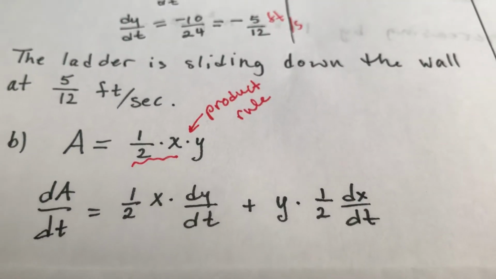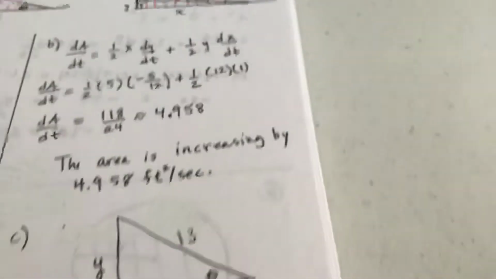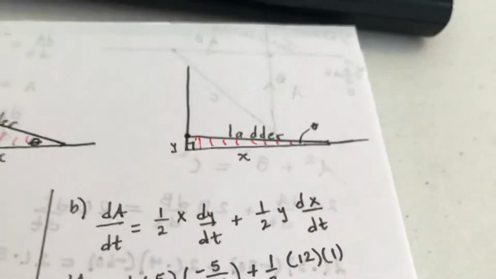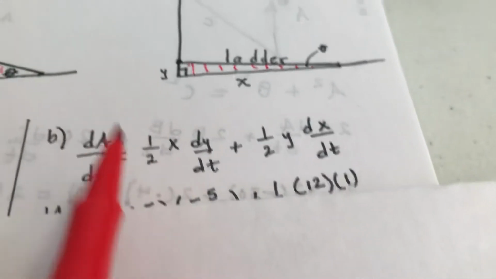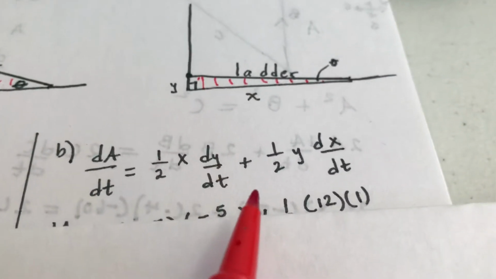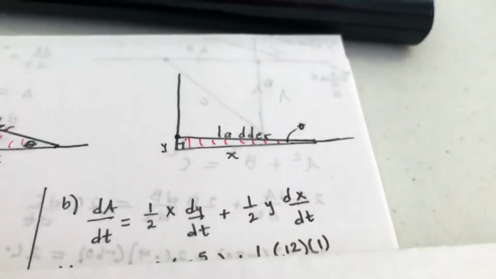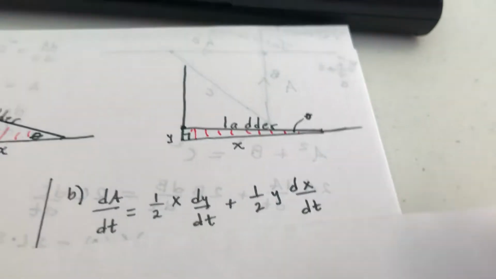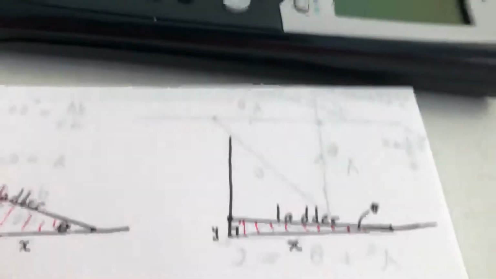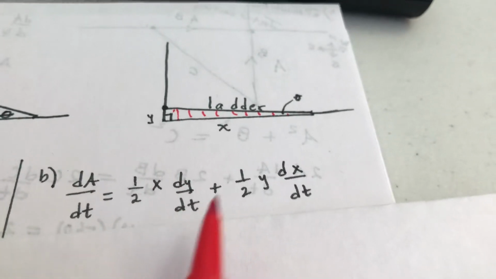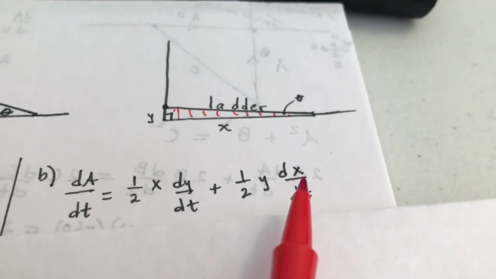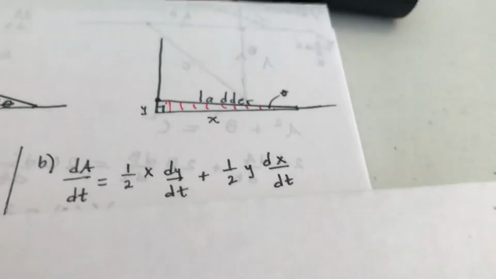And I'm going to come up here and take a look at this. I've sort of rearranged it so it looks a little better. So I've got 1/2 x dy/dt plus 1/2 y dx/dt. So that's a little visually pleasant. And now what I want to do is find dA/dt. That's the question. And I should have x, dy/dt, y, and dx/dt. Do I have those things?